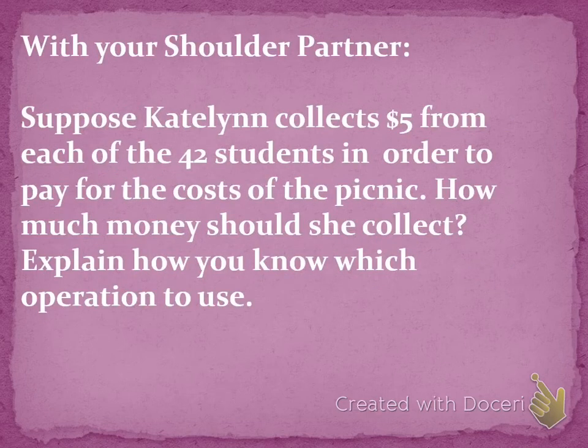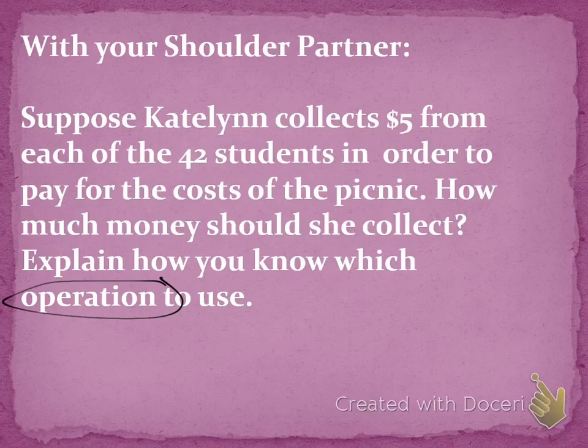Here's another problem. Suppose Caitlin collects $5 from each of the 42 students in order to pay for the cost of the picnic. How much money should she collect? Explain how you know which operation to use. Remember, operation means addition, subtraction, multiplication, or division. So my 4 operations. So each of the 42 students is going to pay her $5 in order to pay for the total cost. How much money should she collect?